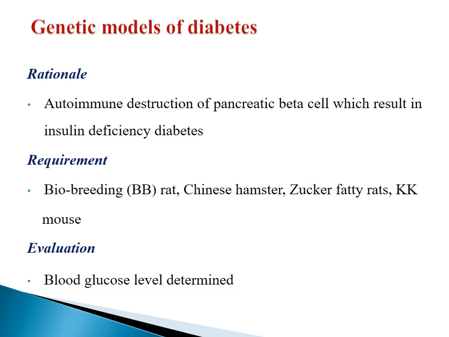In genetic models of diabetes, no external agent is administered to animals for induction of diabetes. Rather, they are made genetically diabetic by autoimmune destruction of their pancreatic beta cells that results in insulin deficiency diabetes. Various animals, as mentioned here, are used as genetic models of diabetes. Here, it is observed that after the age of 2 to 3 months, clinical diabetes occurs, indicating symptoms like hypoglycemia, hypoinsulinemia, and ketosis. Test drug is given and blood glucose level is determined.